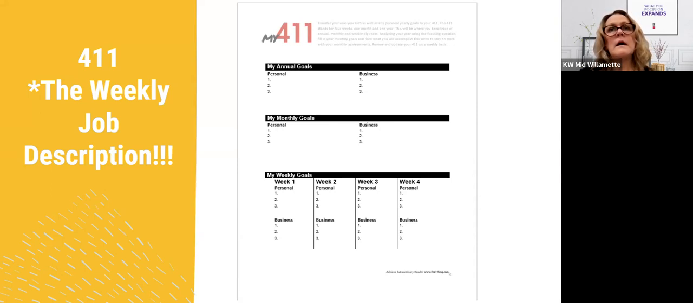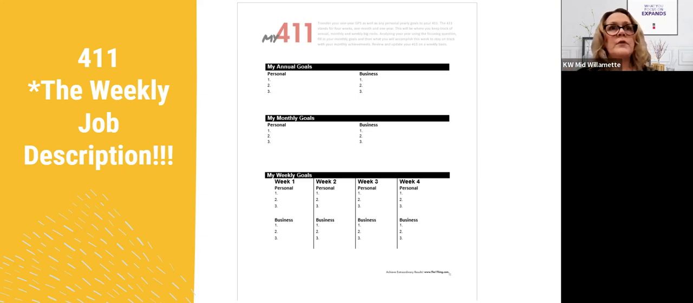So I'm going to bring my 411. You have a farm, so you're working on a farm, right? So farming would be one of them. What activities are you doing each week to support that farm? And putting those in there.